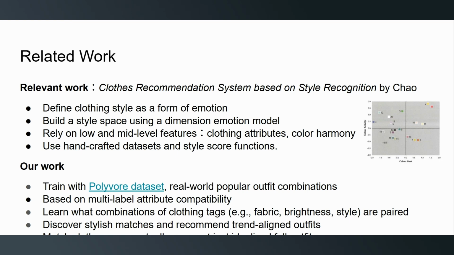In contrast, our project doesn't use handcrafted datasets. Instead, we train our model using a Polyvore dataset, which contains real-world popular outfit combinations. Based on multi-label attribute compatibility, our system gets to learn what combinations of clothing tags are commonly paired. As a result, our system can discover stylish matches and recommend more trend-aligned outfits. Furthermore, our system improves usability by matching clothes in users' closets.